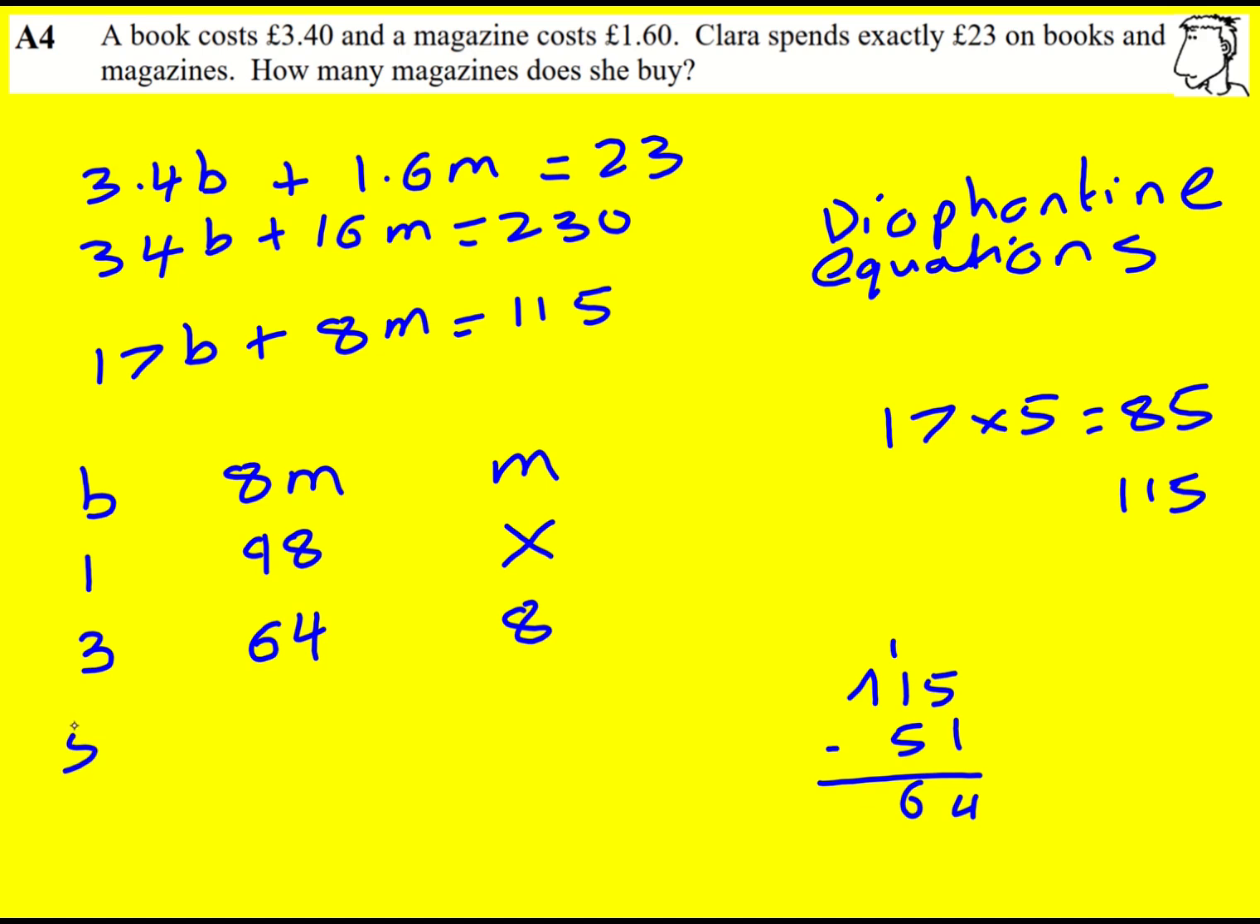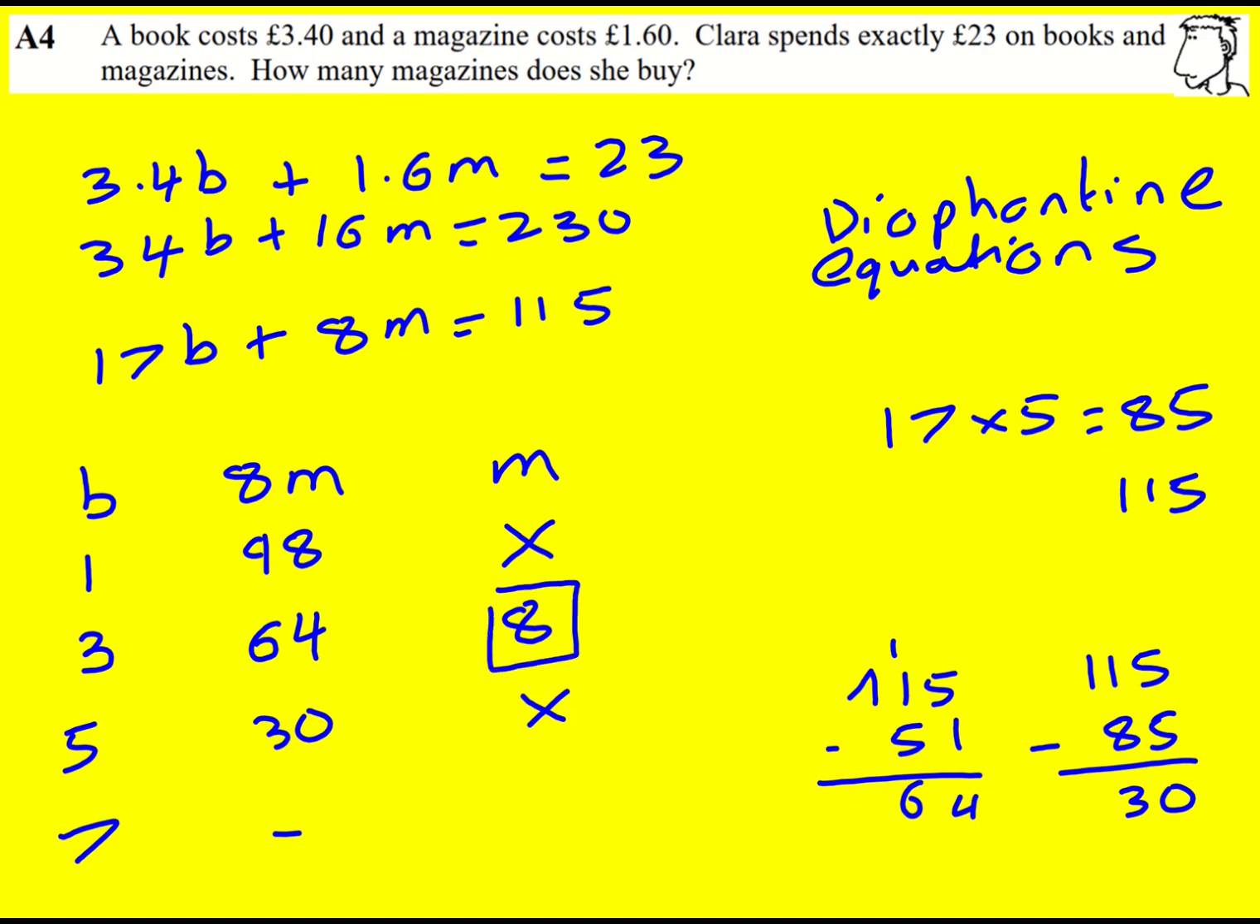Let's just check. What if B was equal to 5? Then I'd get 85 here. So then I'd do 115 minus 85. I'd get 30. And sorry, 8 doesn't go into that. And as I get to 7, I think we're even going to become negative here. So I've checked them all. It's got to be this one here, 8 magazines.